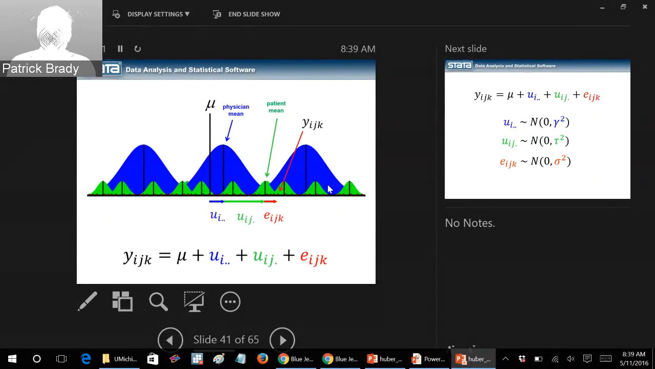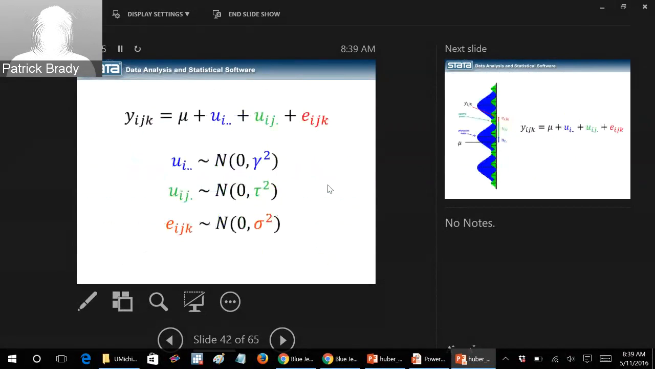But again, we have to go through and do this for every single observation in the data set, and that's why we need software. So again, I have 3 error terms. I have the distributions. I have to estimate the variances for each of these, which is what we'll see in the bottom of the output.